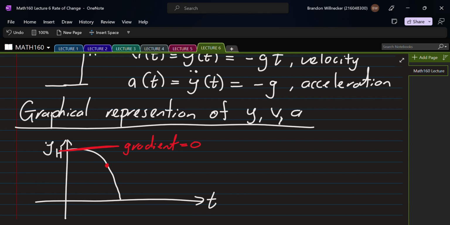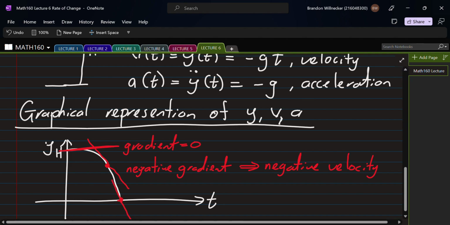And then at some other points, let's say over here, we've got another tangent line. Now the tangent line is sloping down. Okay, so it's got a negative gradient. Okay, and then the negative gradient, that corresponds to a negative velocity because the object is falling downwards instead of going up. So negative velocity.